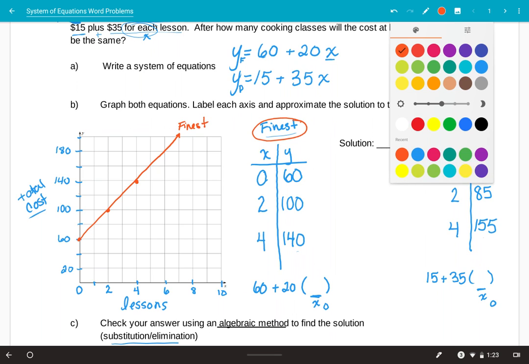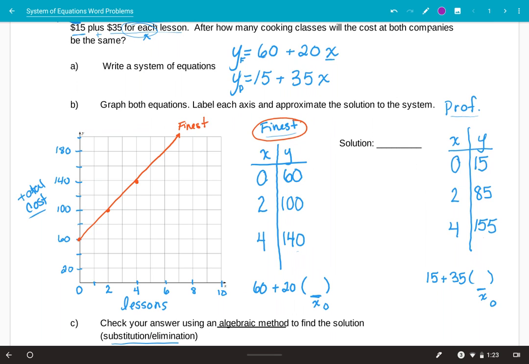And then we're going to do our other one. Let's do purple. Let's do professional. So at 0, it's going to be at 15, so a little bit right there. It's not a little bit above halfway. At 2, we're at $85. So this is 80, so a little bit above it, not halfway, because that would be 90. At 4, it's 155. So 4, 140, 155 right here. And then you're going to connect the dots.